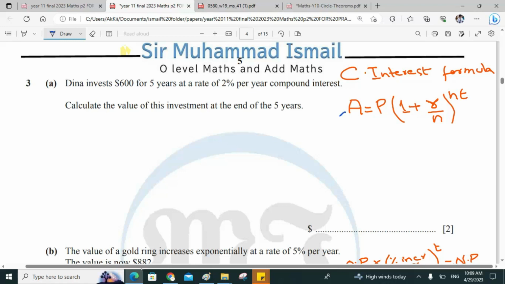Now what is A? A is the amount, the new amount after the compounding. Okay, what is P? P is the initial amount, the initial amount which you have put in the bank. This is 1. This is R. R must be put in fraction. Okay, this is a rate.